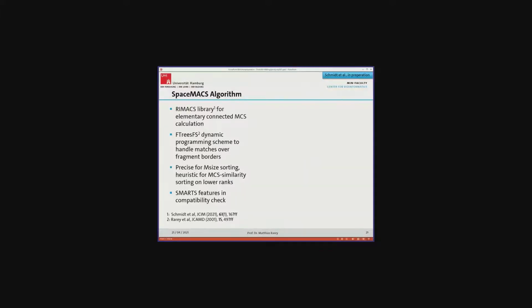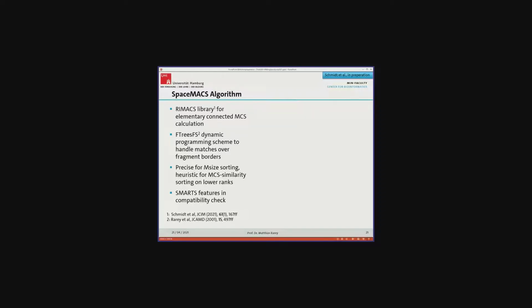Okay, so how is SpaceMCS working? As I promised at the very beginning, it has some similarities to the feature tree approach. First of all, we have our internal library for connected MCS calculations, which is called RareMCS. And then it uses this as a subcomponent and combines it with one of the dynamic programming schemes from feature tree fragment spaces. We do precise calculations when you are looking at the matching size of the maximum common substructure.